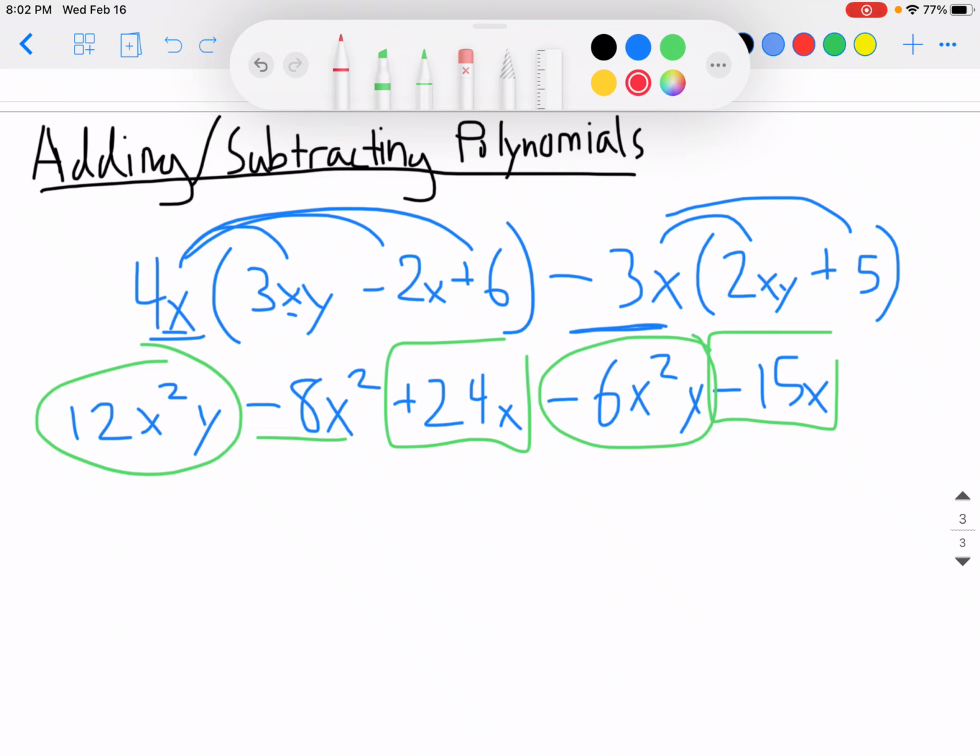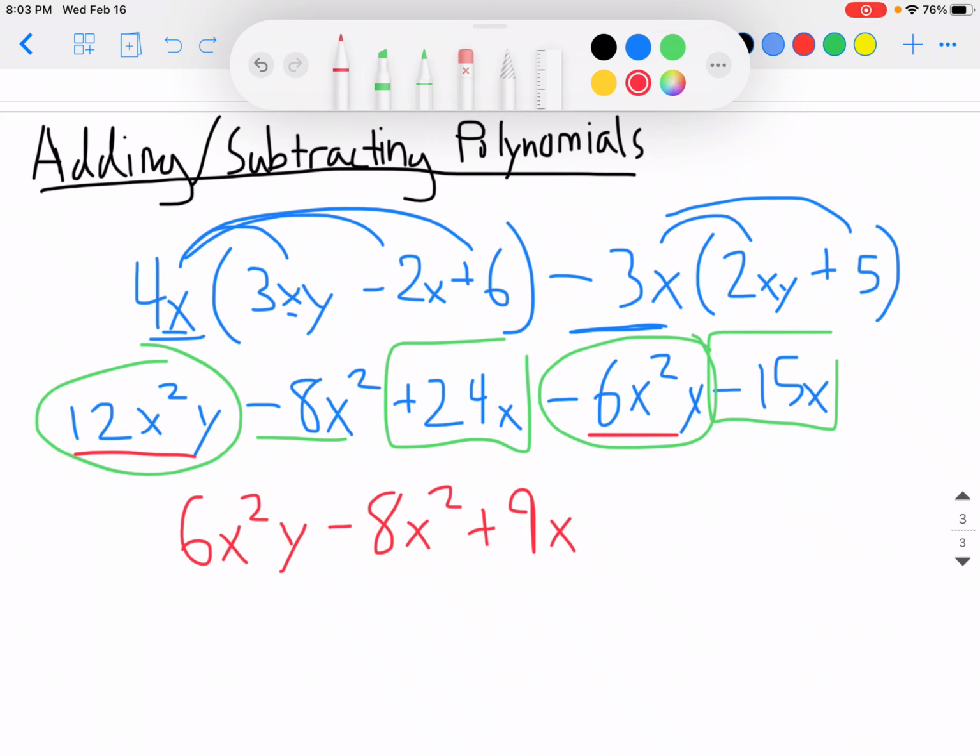So I bring it all together, I have 12x squared y, and negative 6x squared y. When I combine those, that'll give me 6x squared y. I then have just the lone negative 8x squared. And then for the x's, I have 24 minus 15. And so that's going to give me plus 9x. And there we go.